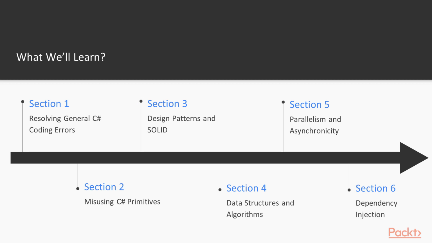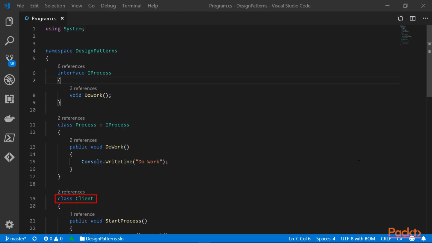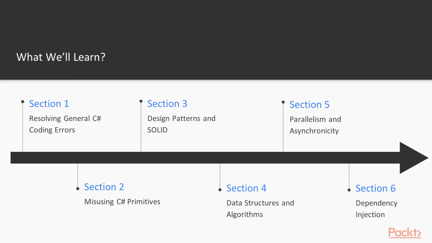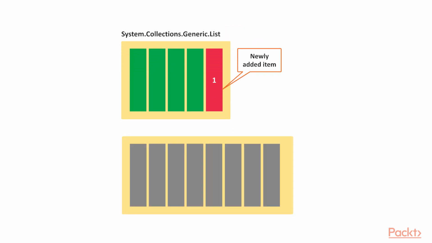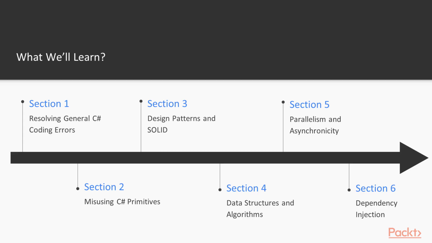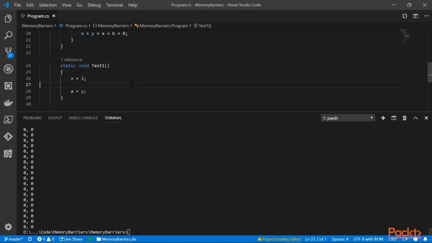In section 3, we will look at design patterns and solid principles. In section 4, we will look at data structures such as linked list, hash set, array, and we will learn about how to use them properly. In section 5, we will look at some gotchas regarding parallelism, threading, and asynchronicity.